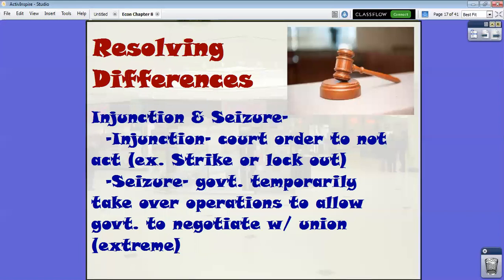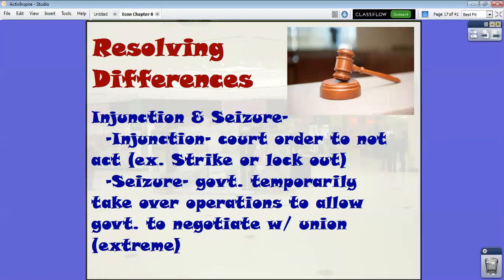The next two ways that differences between the unions and employees and the employers can be resolved are much more extreme. The fourth way they can resolve differences is injunction and seizure. You might have learned about this in your government classes.